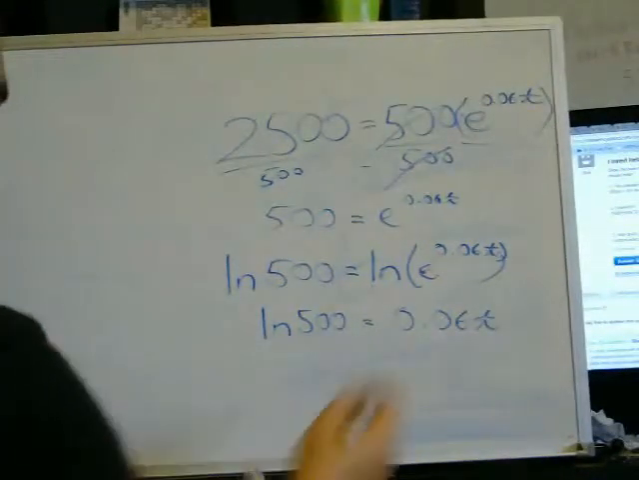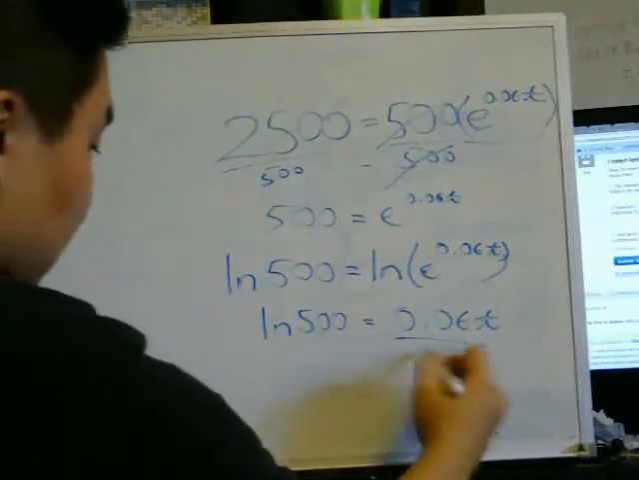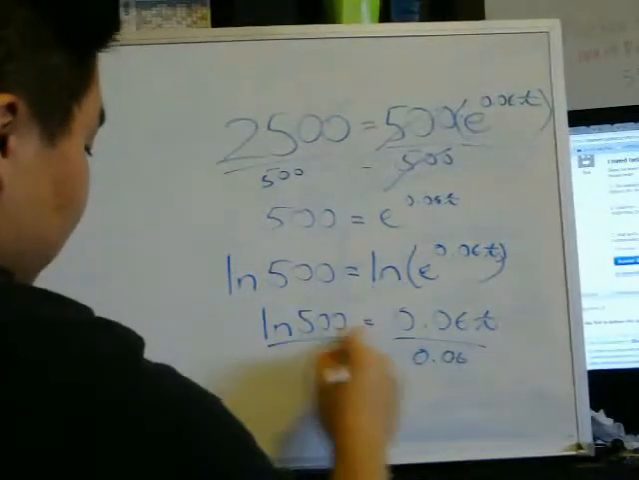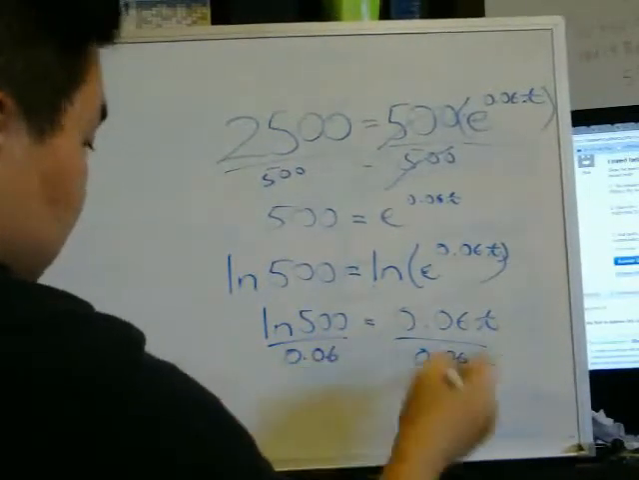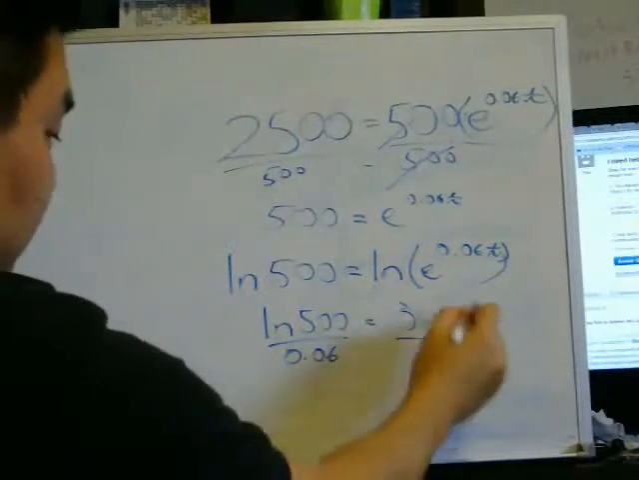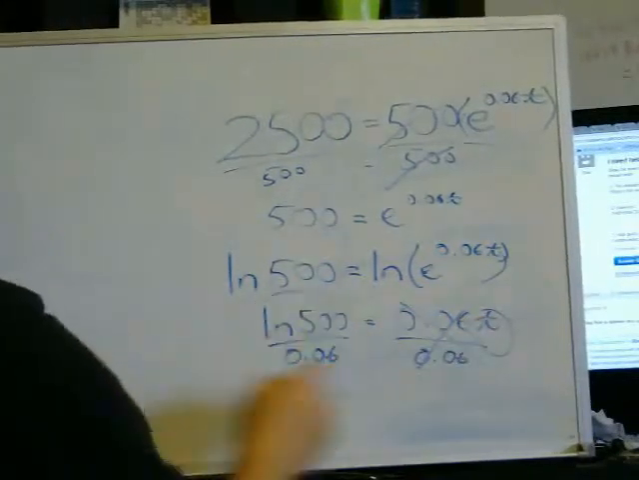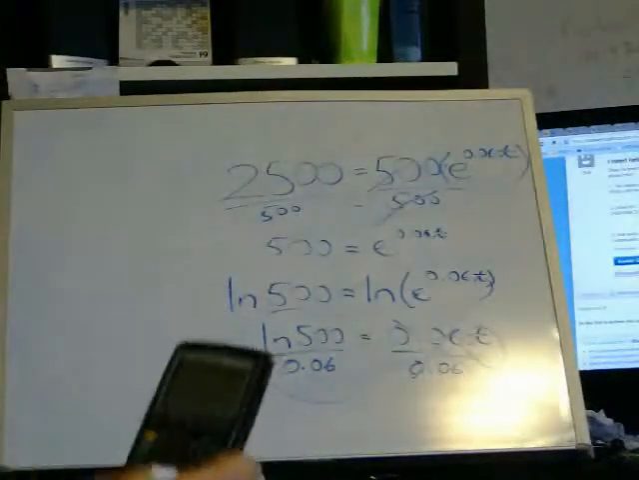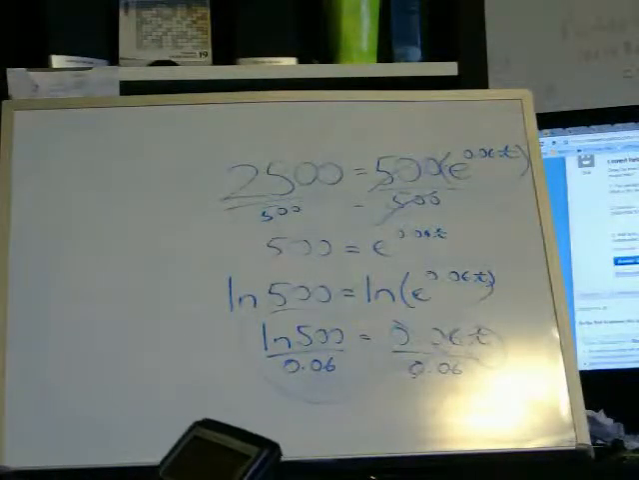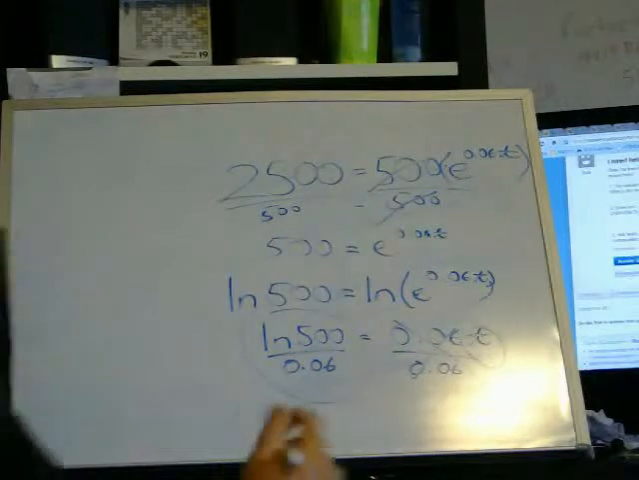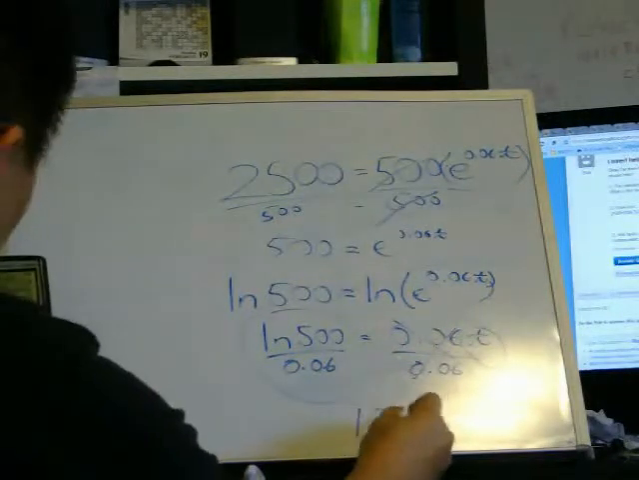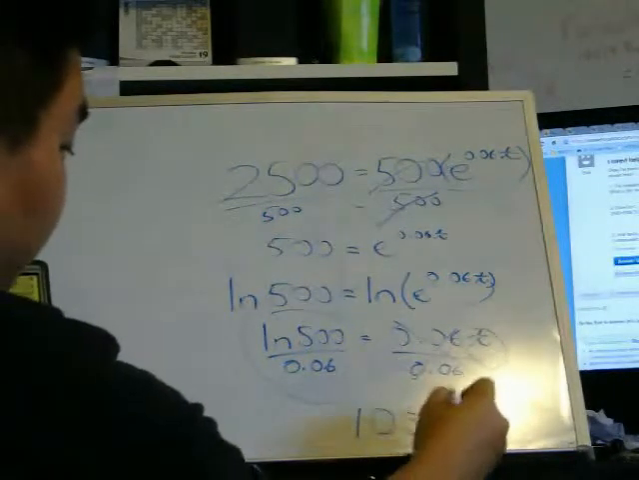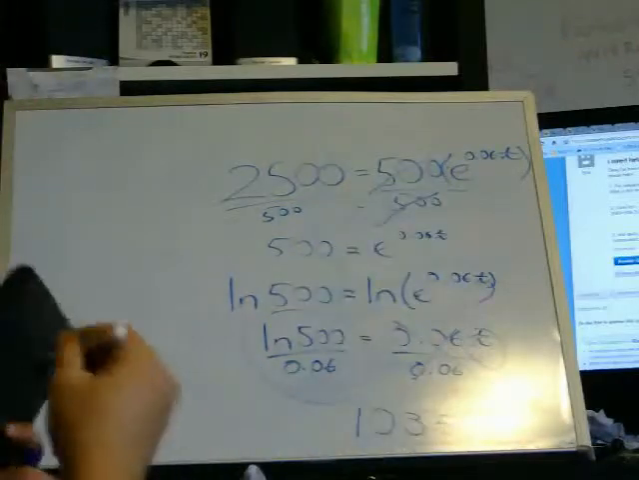Now from here on, it's easy. To solve for t, divide both sides by 0.06. That gets rid of this side. You have t alone. Put that into the calculator and you have your answer: ln 5 divided by 0.06, which is 26.83.